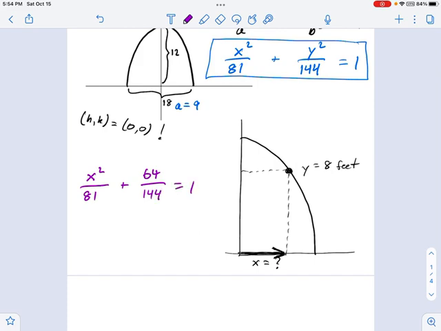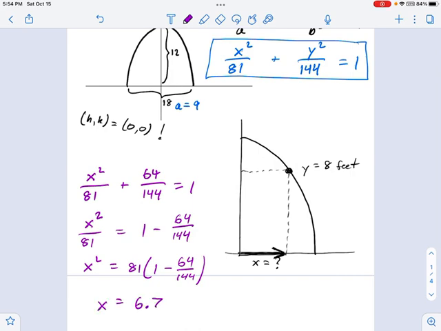That's it. So this is going to turn into x squared over 81 equals 1 minus 64 over 144. Multiply both sides by 81. You get x squared equals 81 times 1 minus 64 over 144, and so on. Take the square root of this thing, and you're going to get x equals 6.71.